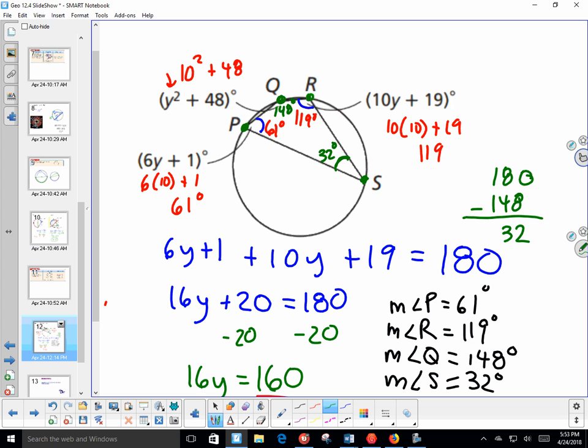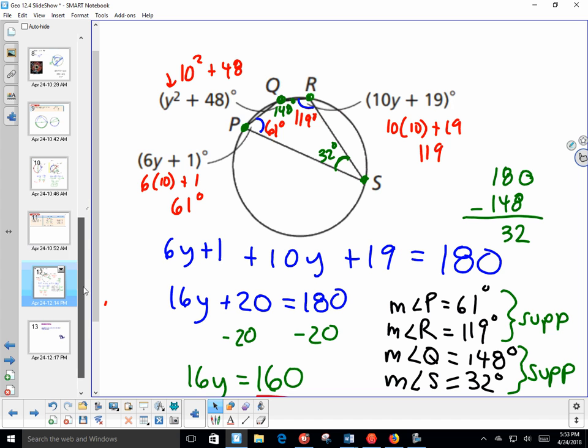All right, again, these were across from each other, and they're supplementary. These were across from each other, and they are supplementary. And if we add all four angles together, we should get 360, as we should in a convex quadrilateral.